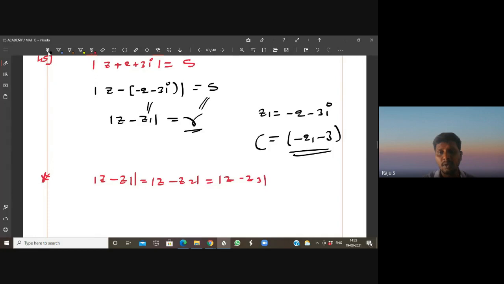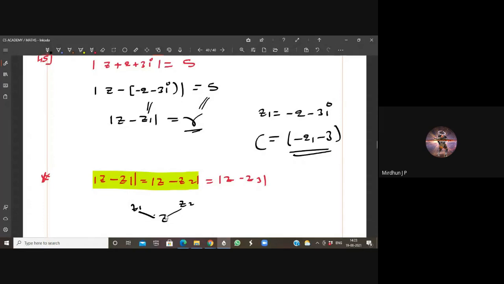So what is the meaning of that? So from z there are different points, z1, z2. You may take the first 2 points alone, like up to here only. So what is the meaning of this? From z to z1, the distance is the same as z to z2. Okay, Sir, right? Then it is an isosceles triangle, sir.